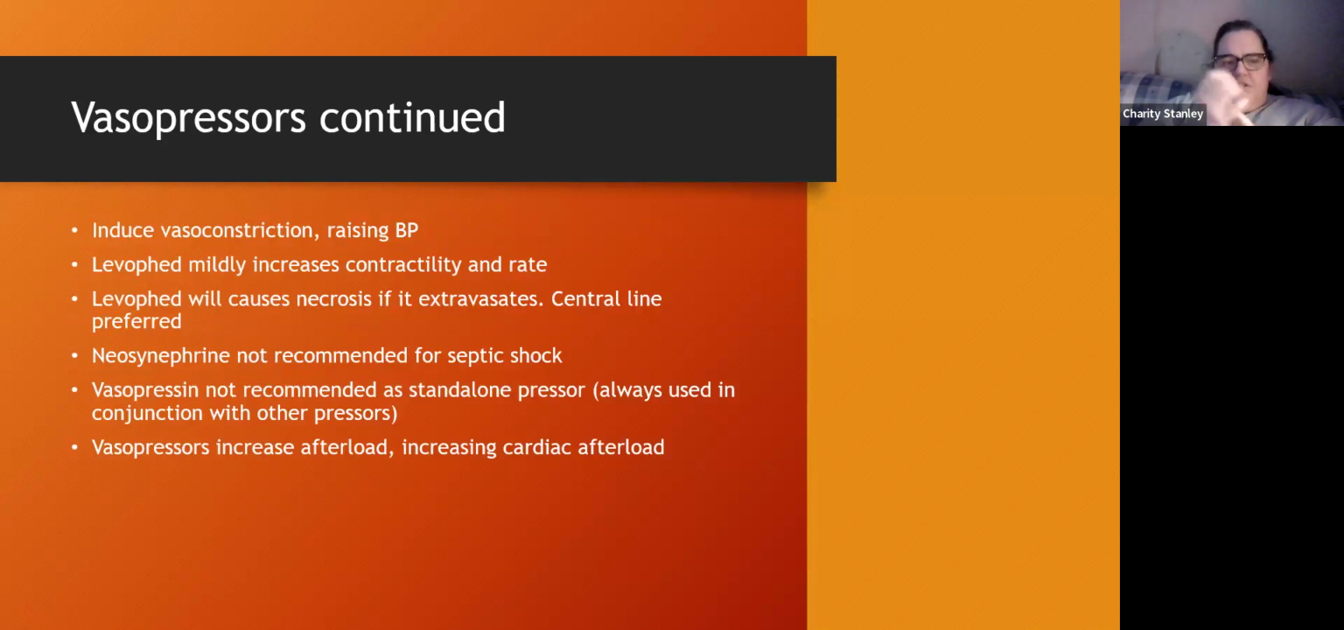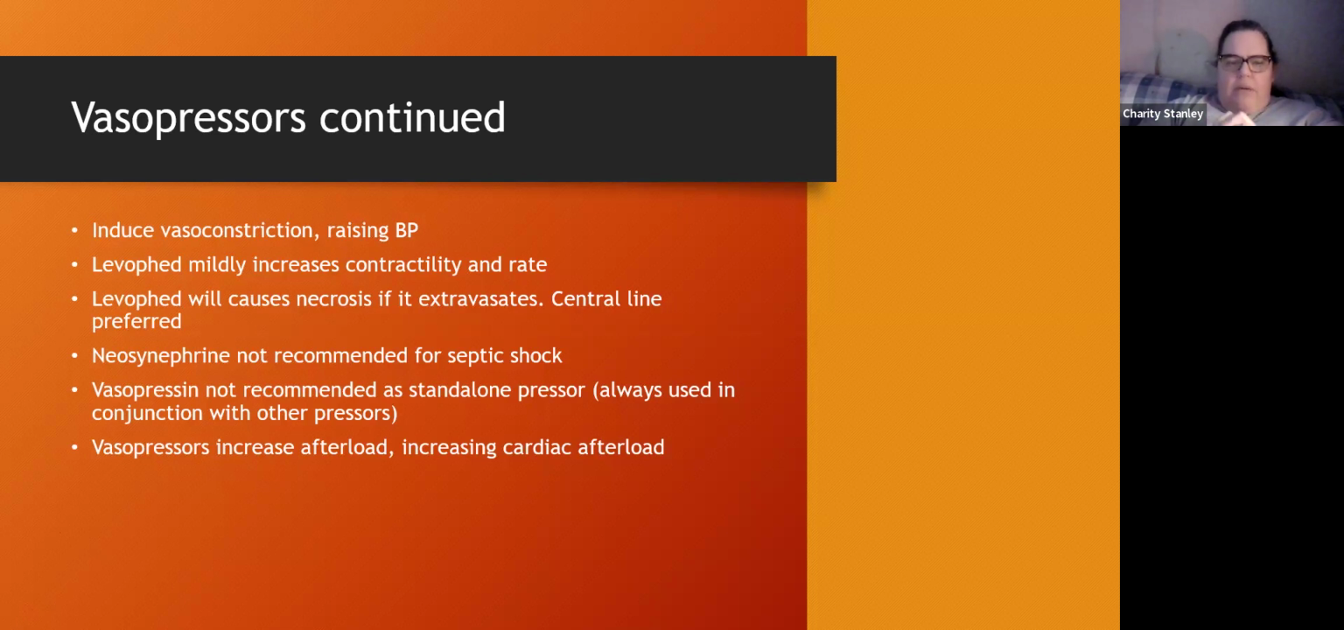So vasopressors are going to shrink the size of the pipe. That raises the blood pressure. Levophed increases contractility and rate. We talked about Levophed will cause extravasation and it can cause the fingertips to start having necrosis and eventual gangrene. If you have to use Levophed, it never goes in a peripheral IV. It goes in a central line.